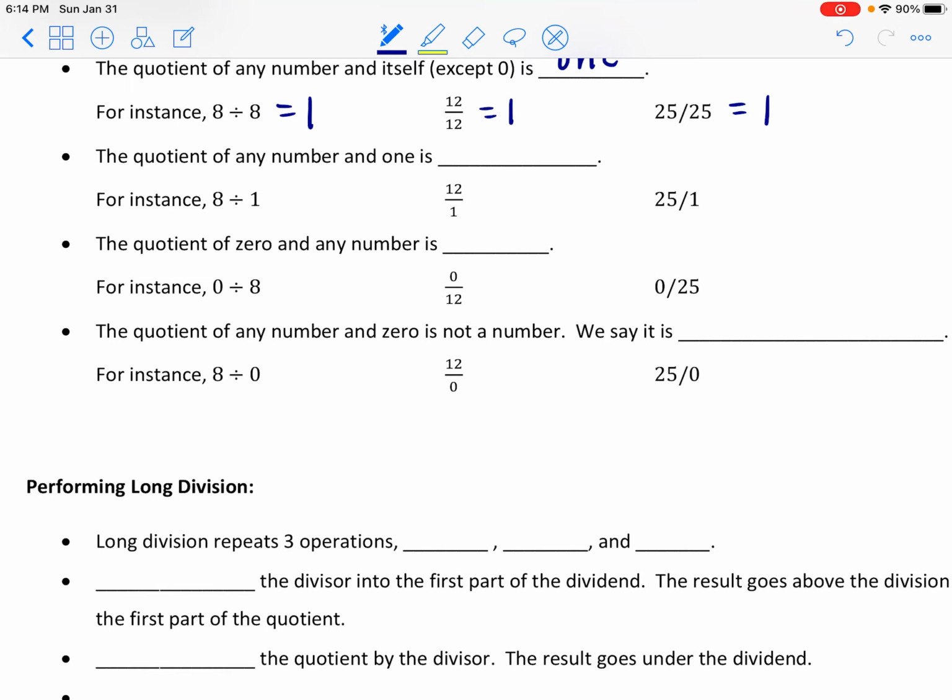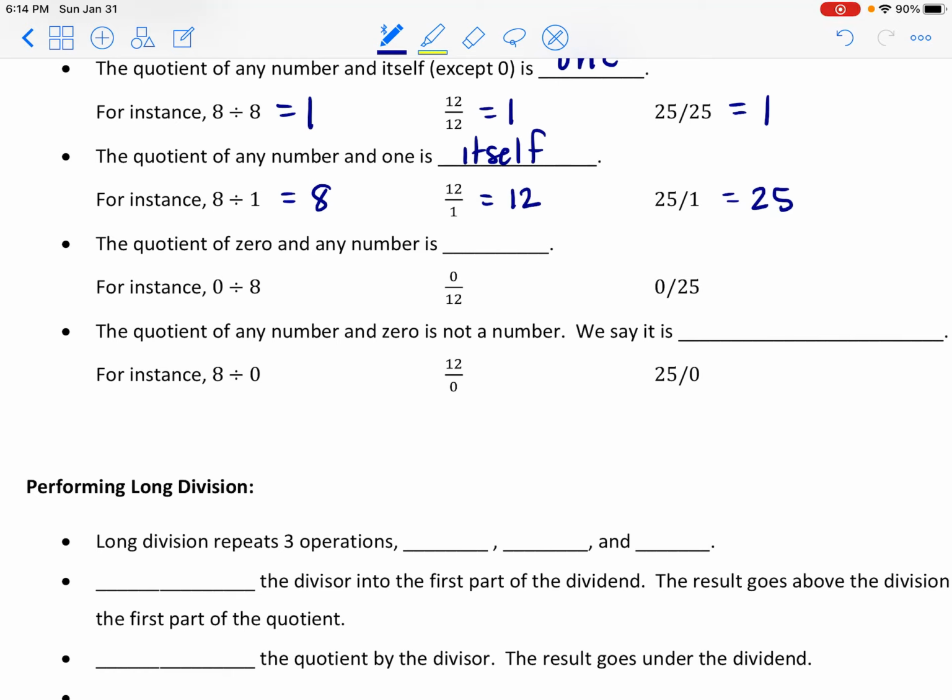The quotient, that means the result of dividing any number and 1, is going to be itself. For instance, 8 divided by 1 is going to be 8, or 12 divided by 1 is going to be 12, or 25 divided by 1 is going to be 25.